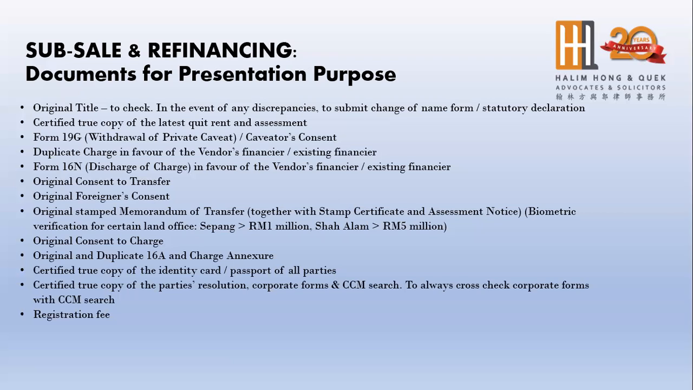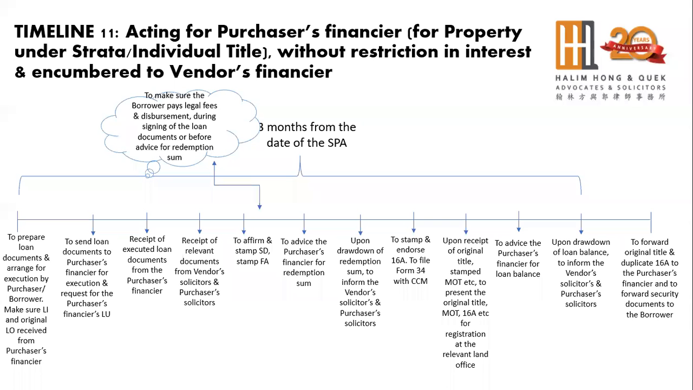Then after that, you have to enclose original consent to charge and original duplicate 16A charge for the purchaser's bank, their IC, and if the parties are companies, you have to enclose their corporate forms, resolution, CCM search. So always cross-check the CCM with their corporate forms. Okay. So this is acting for the purchaser's bank. So okay, the timeline, actually you have to follow the SPA timeline.